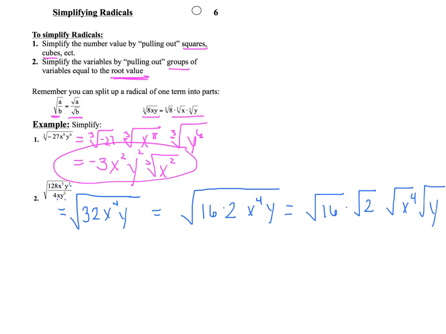So I can take the square root of 16, that will be 4. I can't take the square root of 2, so I'm going to leave that underneath the square root. I can take the square root of x to the 4th, because I want groups of 2, so that will give me 2 groups of 2, so I'm going to pull that out, so it would be x squared. But I can't take the square root of y, because I only have one of them, so y is going to stay underneath this square root symbol.